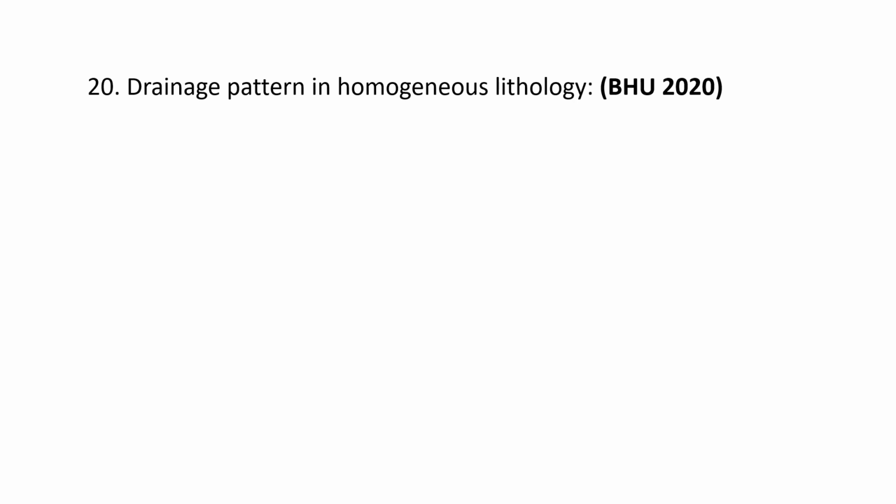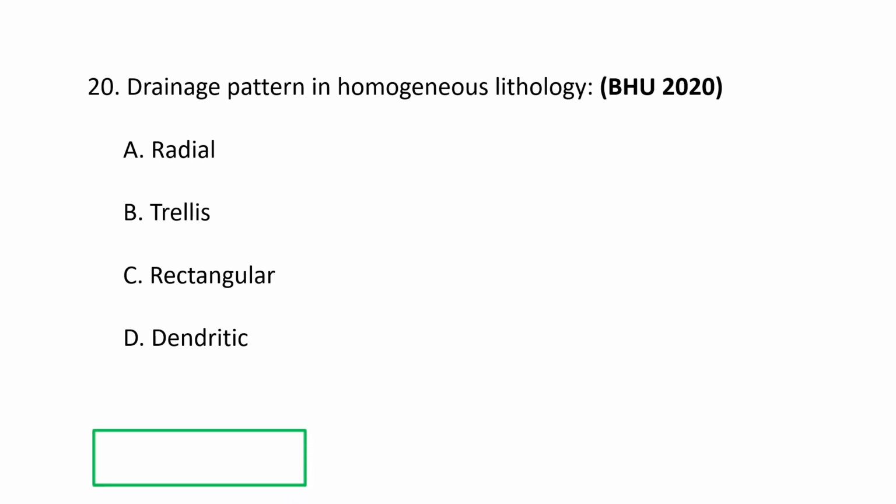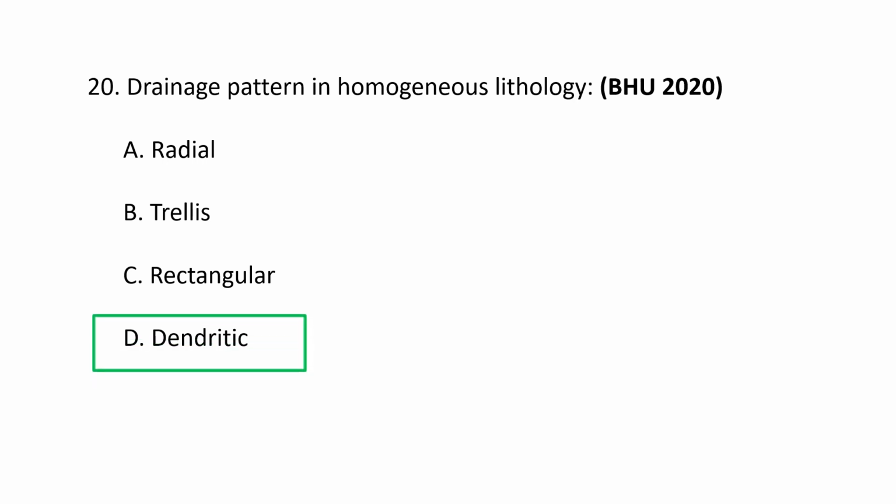Next question. Drainage pattern in homogeneous lithology is A. Radial, B. Trellis, C. Rectangular, and D. Dendritic. So the correct option is D. Dendritic. In regions with homogeneous lithology, meaning rocks with similar resistance to weathering and erosion, a dendritic drainage pattern commonly develops. This pattern resembles the branching of a tree with the tributaries joining larger streams at acute angles.